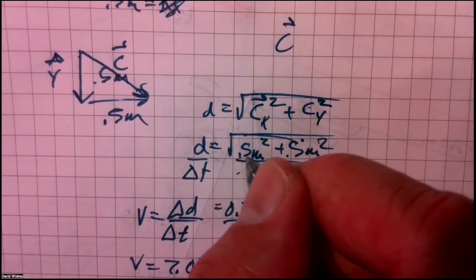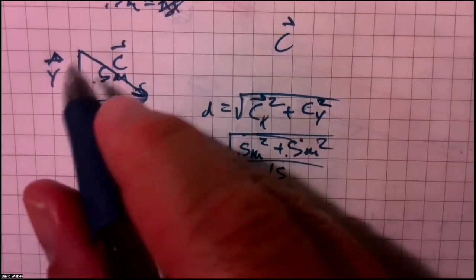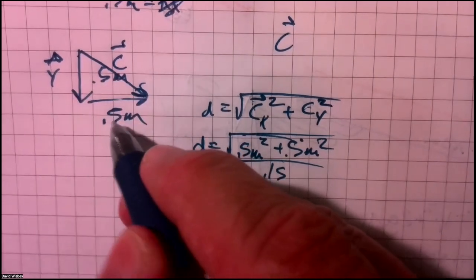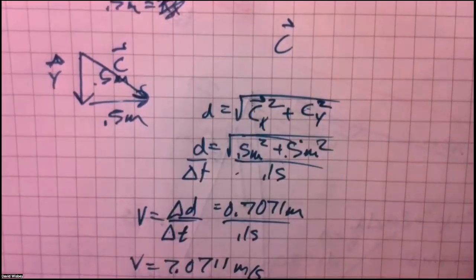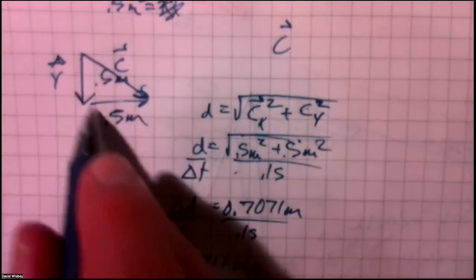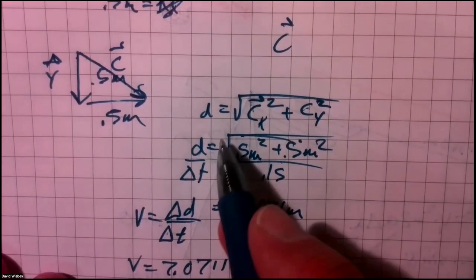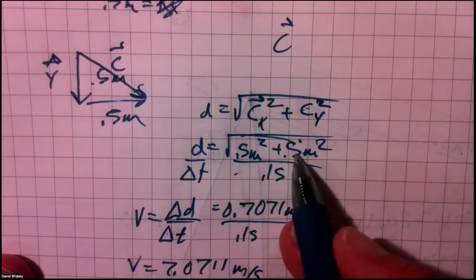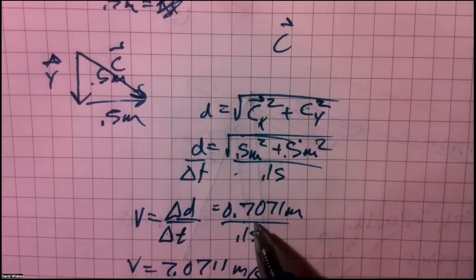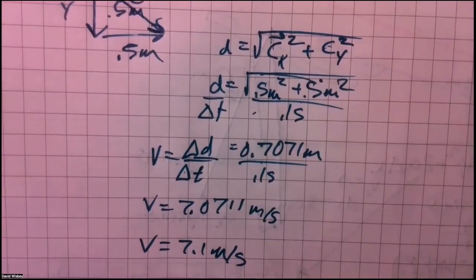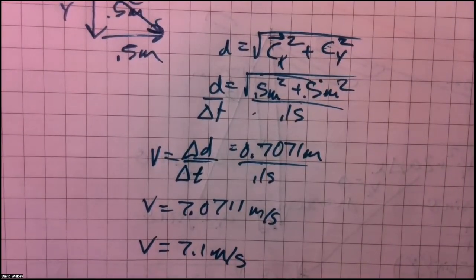Okay, so that's 0.5 here, 0.5 here squared. So this is Y, this is my X here. Okay. So this one's 0.5, this one's 0.5. Then I put that into my Pythagorean theorem. Okay, I get 0.5 squared plus 0.5 squared. That gives me 0.7071 meters. I divide by the time, and I get a velocity of 7 meters per second. I think that's pretty good.